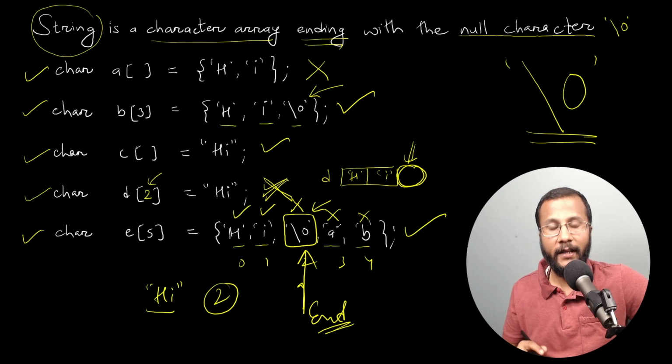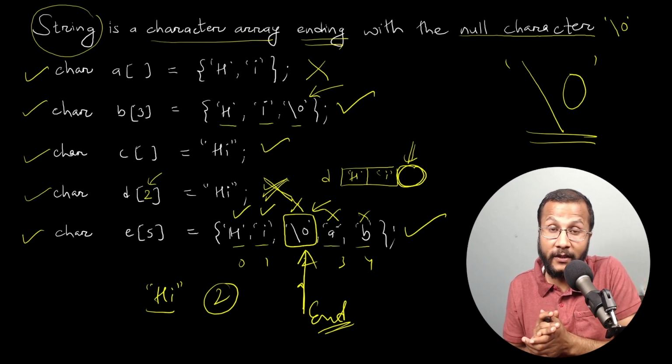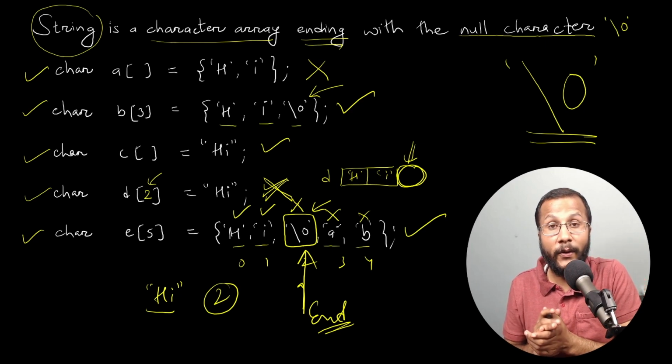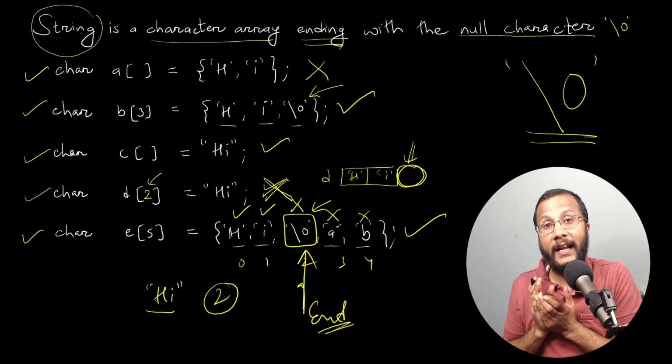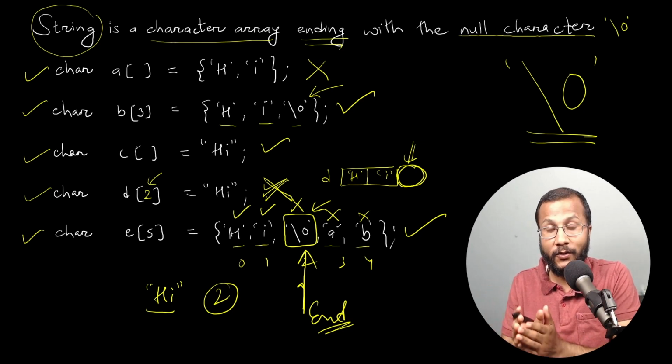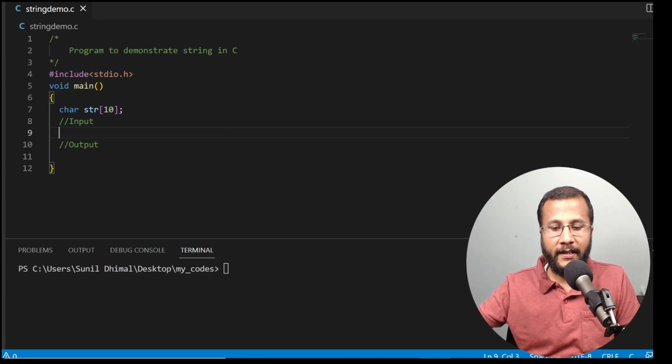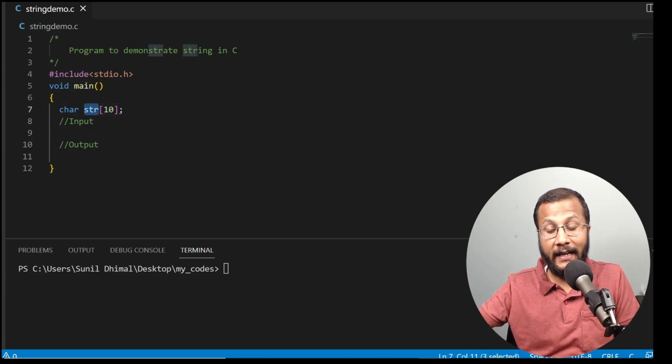Okay, so now let's try to write a computer program to demonstrate strings. Let's see how we can take the input as a string and how we can output this string. Okay, so let's get started. In this program, at line number 7, we have defined this string. The name of this string is str and the size of this string is 10. That means it can hold a maximum of 10 characters.